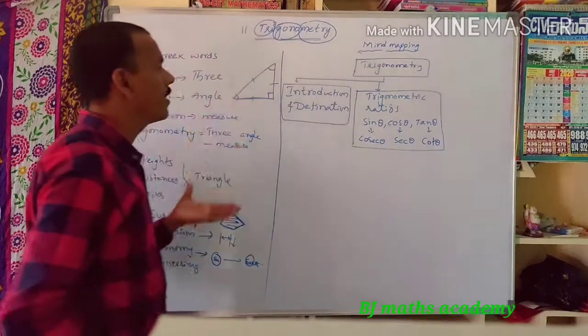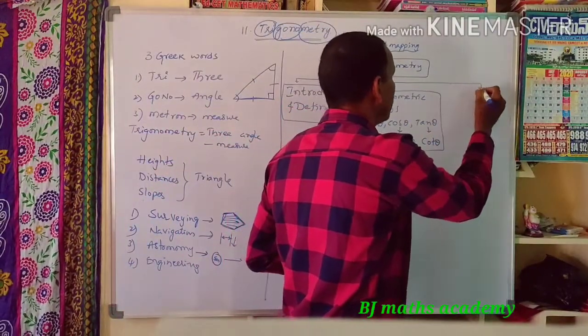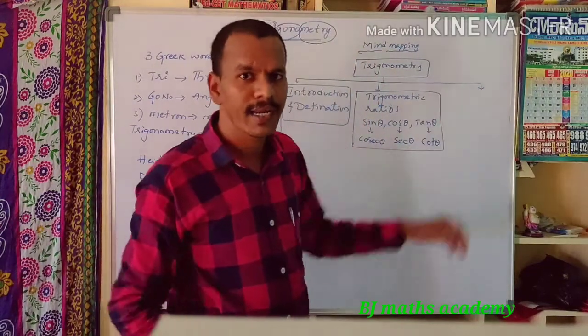The first one, introduction and definition, we have already learned. Now go to the third part, that is trigonometric identities.